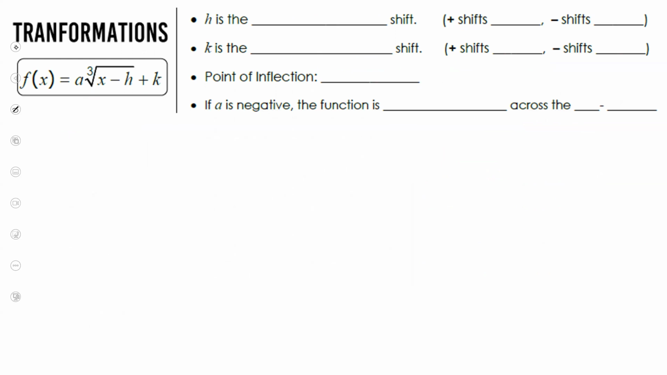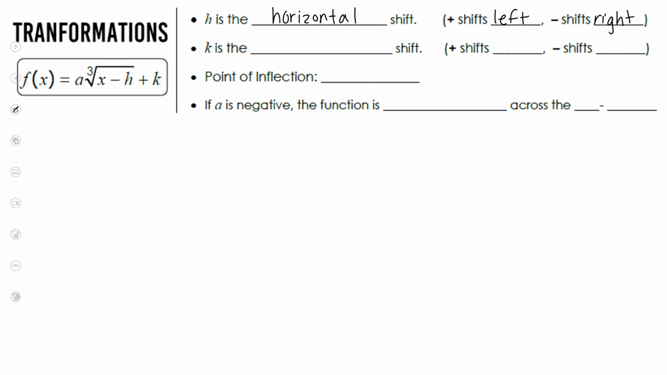Let's talk about transformations. Okay, so h is what kind of shift? Good, horizontal. And if there's a plus sign, you know you're going to go to the left, good. And if there's a minus, we go to the right. Y'all got it.